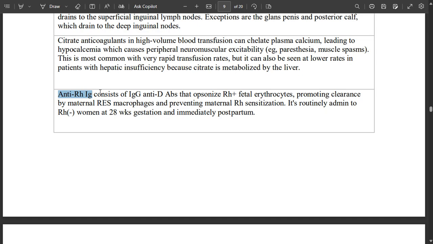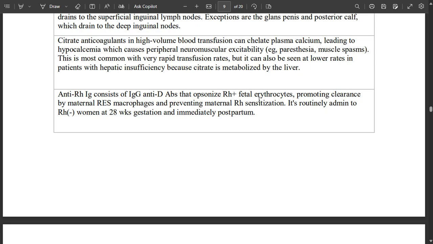Anti-D IgG consists of anti-D antibodies that opsonize Rh positive erythrocytes in the maternal plasma, promoting clearance by maternal macrophages and preventing maternal Rh sensitization. It's routinely administered to Rh negative women at 28 weeks of gestation and immediately postpartum. So the baby is Rh positive, and the positive blood of the baby goes to the mother.